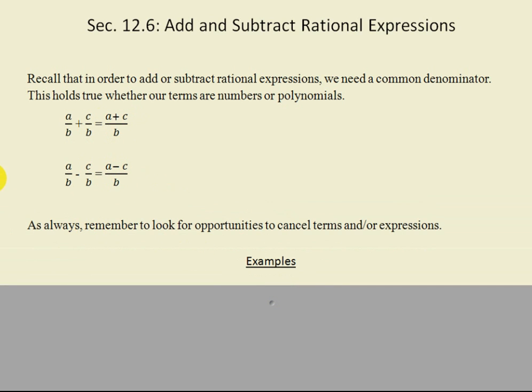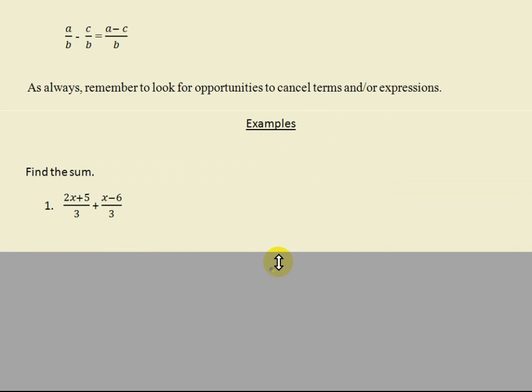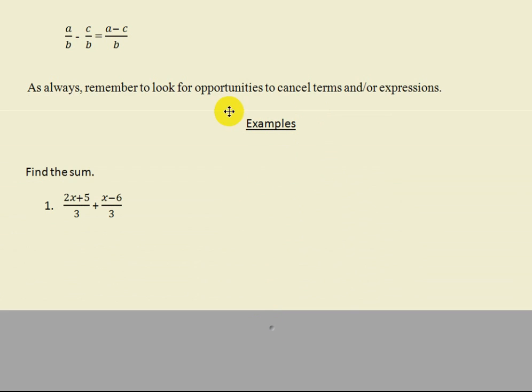And in addition to looking for a common denominator, we also want to look for some opportunities to cancel and simplify. So let's go ahead and look at some examples and see this at work.